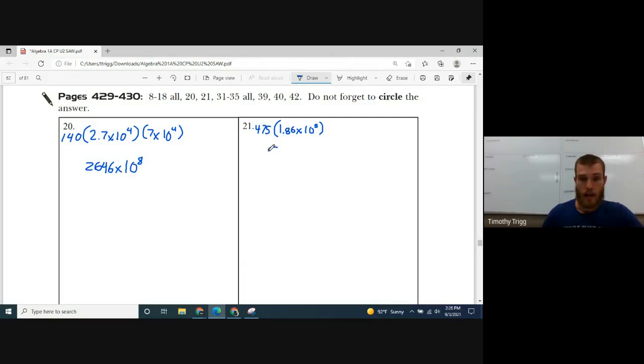Gives us 883.5. And then we'd say times 10 to the 5th. So this is how many miles away. That's a large distance, because remember, this times 10 to the 5th, we'd move the decimal 5 places to the right.